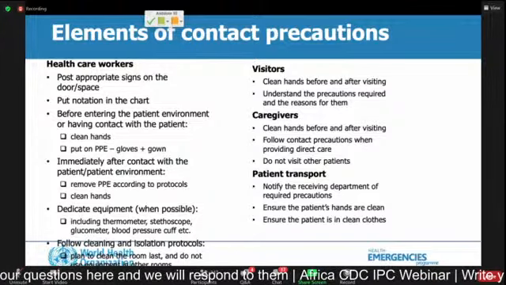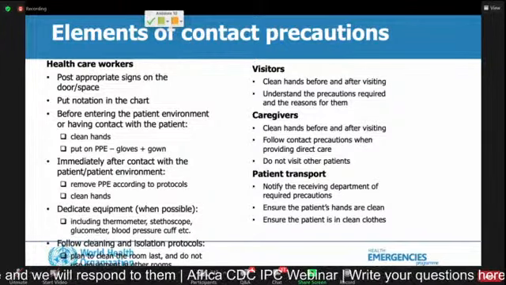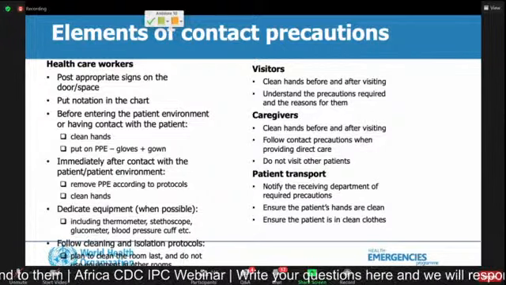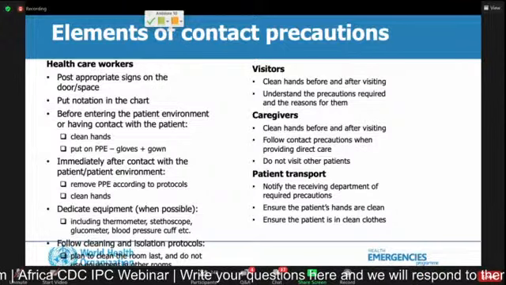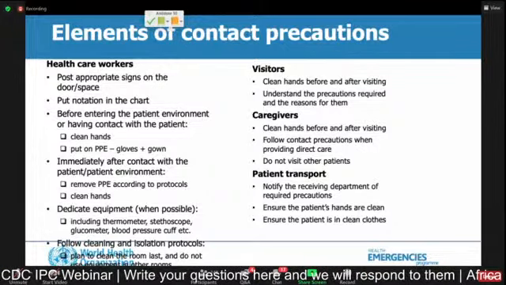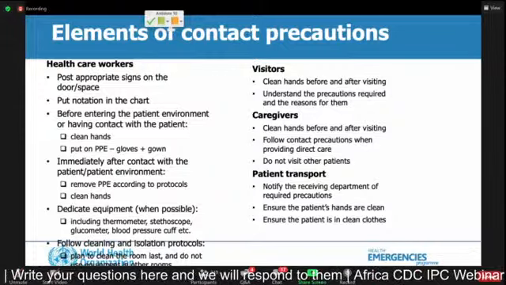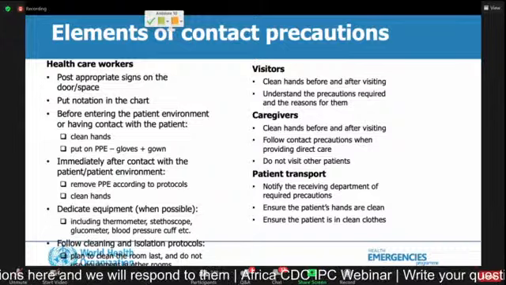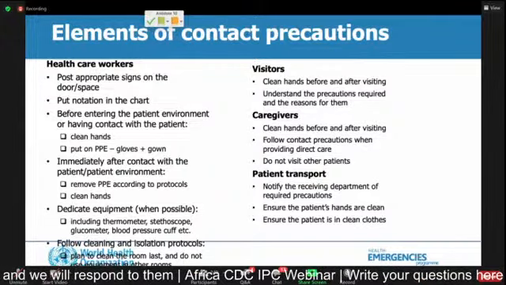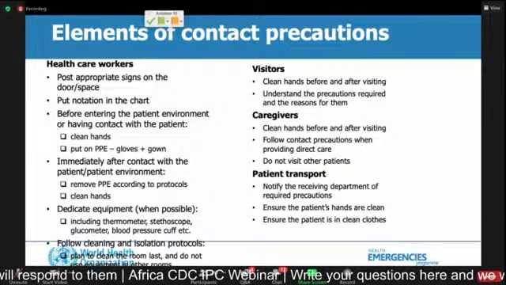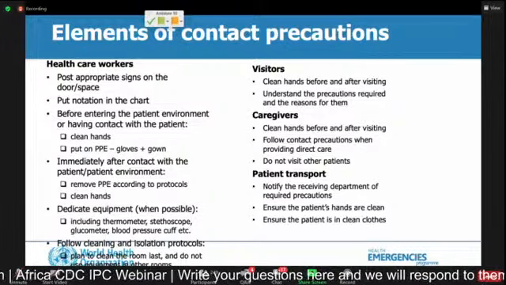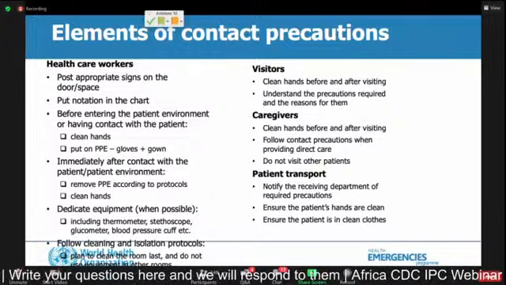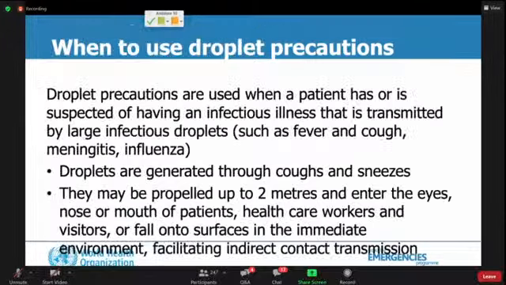For the visitors as well as for caregivers, we need to guide them on what are the best precautions to put in place. We need to tell them how often they need to clean their hands and how well they need to clean their hands according to WHO recommendation. For the patient transport, as I said previously, we need to notify of the required precaution and ensure that the patient's hands are clean.